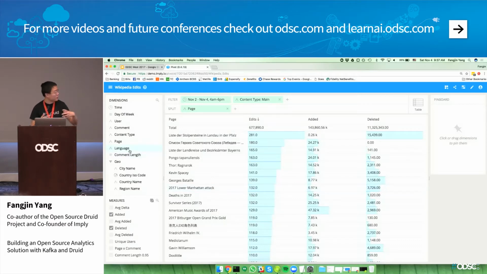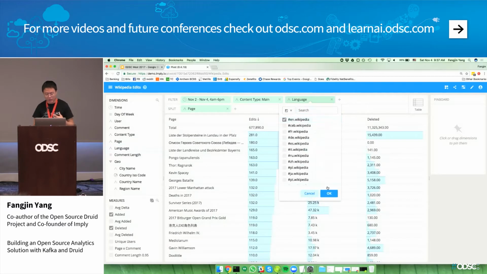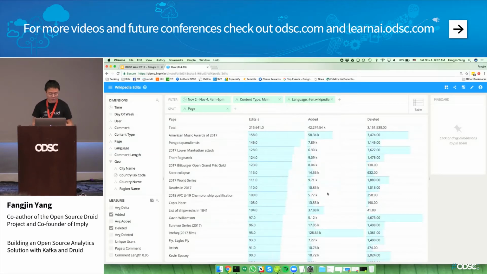Maybe we want to drill into our data a little bit more and try and understand, okay, well, what about just those English articles? So it looks like the English articles is about movies, music awards, and World Series, people dying, that sort of stuff.